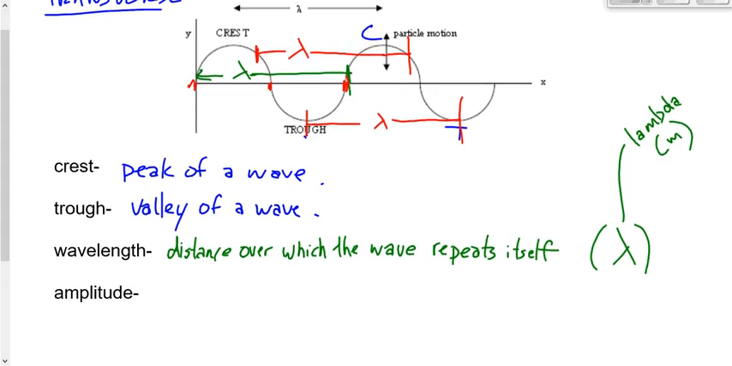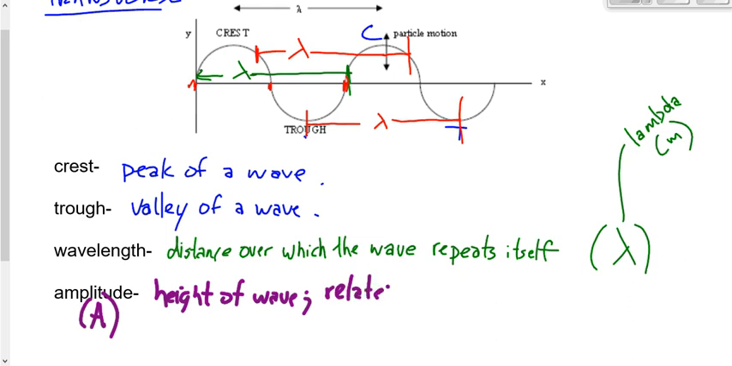Finally, the amplitude, given by the symbol A, is the height of a wave. And it's related to the energy of the wave. You're not going to learn a mathematical analysis of the amplitude of a wave, but know that it is related, and not linearly related, but exponentially related to the energy of a wave.